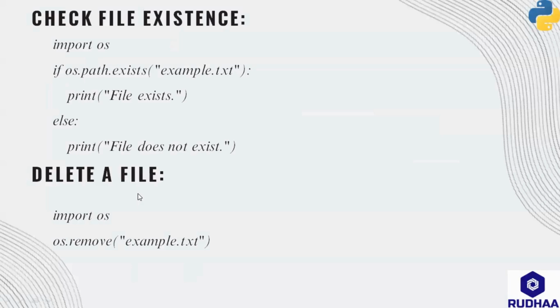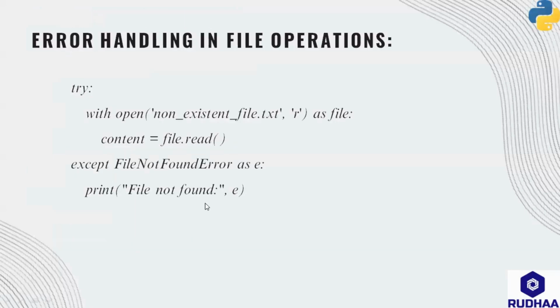To delete a file, you can import os and use os.remove with the file name. That is how you can delete a file. And then error handling. Errors can be of many types like value error, type error, name error, and so on. Here you can also have a new type of error called file not found error if the file is missing. When you don't have the file, you can get this kind of error.